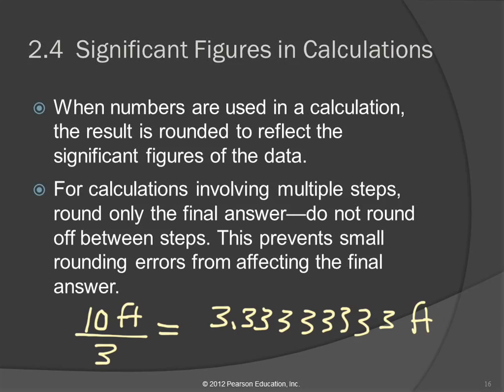So if I took a piece of wood that's about 10 feet long and I cut it into 3 equal lengths, are each of them 3.3333333 feet long? No. It's going to be an estimate. It's going to be more like about 3.3 or something. But how do we know which digit to stop at? That's what the rules for significant figures tell us.